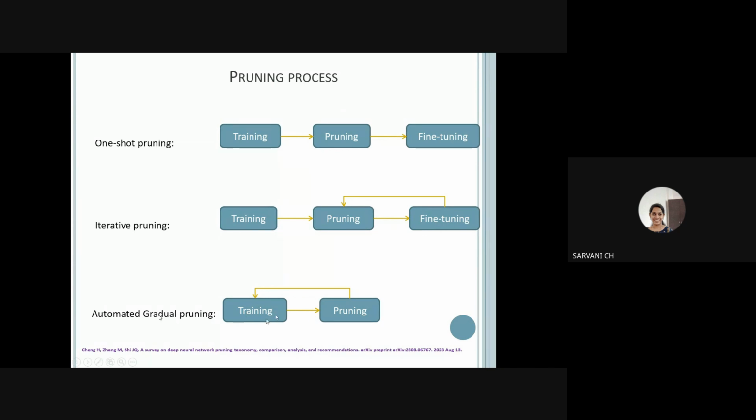And automated gradual pruning: here, there is no separate pruning step, no separate criteria you take up to select the neurons or filters or kernels for pruning. During the training itself, the kernels, filters or weights of minimum importance will be pushed towards zero. They are separated out during the training itself, so that in pruning, you can easily identify the ones which have less importance and prune them. And even this can be performed in an iterative manner, and then there is the regaining of the performance.